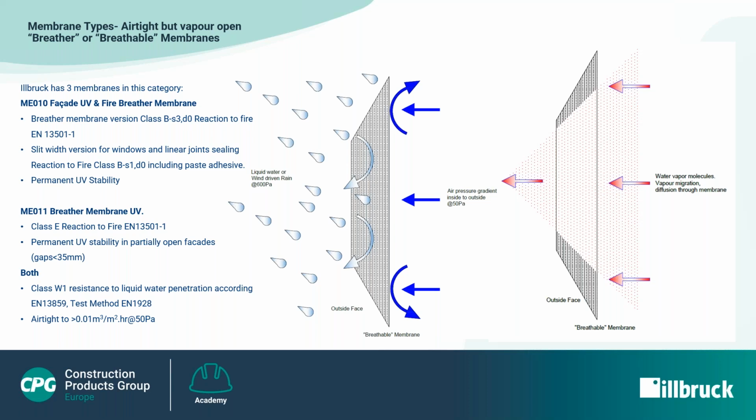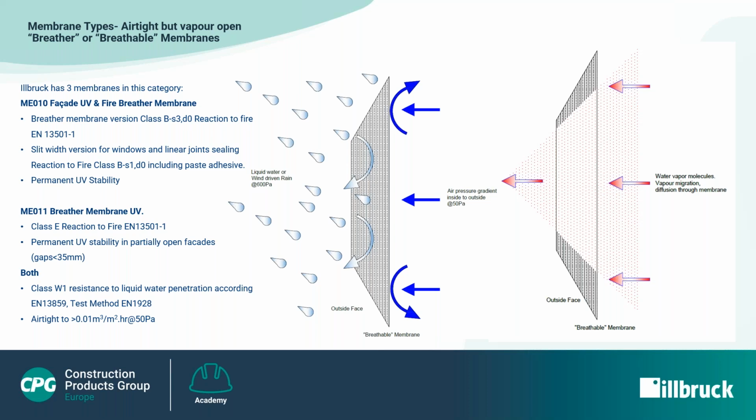In respect of the resistance to liquid water penetration, Class W1 is the highest performance available for a sheet material that's used as an underlay or as a proofing layer. Monolithic breather membranes can also be airtight, but most commercial versions in the UK are not. The Hillbrook breather membranes by default are airtight, which is an added technical bonus.